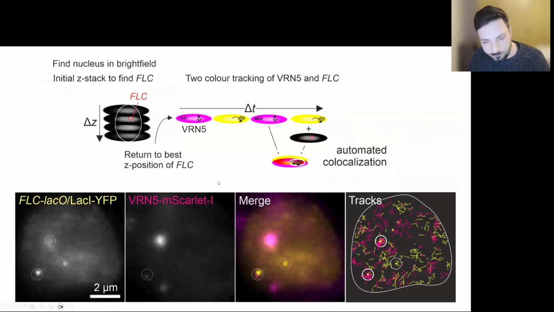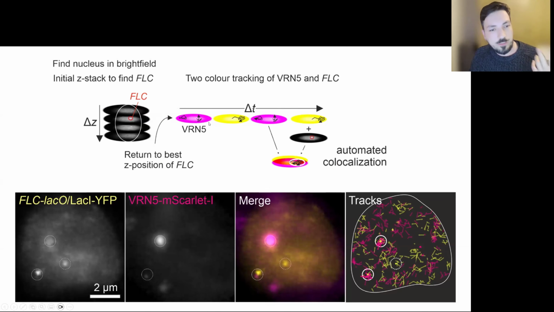So to go even further than this, what we did was we expressed a LacI YFP expression system and a LacO reporter for the FLC gene itself. So we induced LacI YFP, which then stuck onto FLC. And then we did a Z-stack to find FLC before we then did two-color tracking of Vern5 labeled mScarlet.